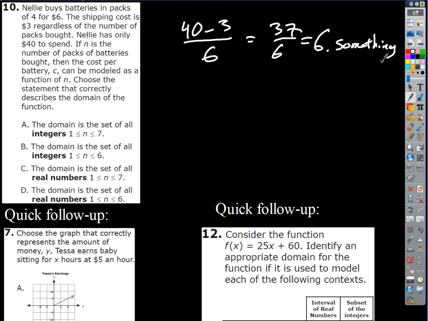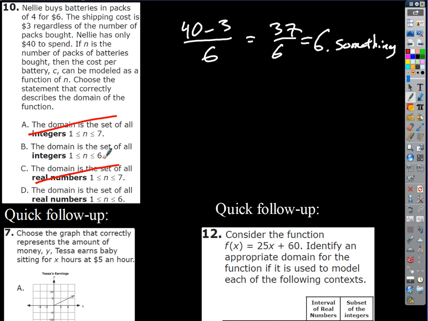But the point is, how many could you buy? Six. You can't buy 6 point something because you buy them in packs, right? So what would your domain be then? 6. Okay, so we can immediately cross out the domain going from 1 to 7, okay? But then the other part of this says, the domain is the set of all integers from 1 to 6, or the set of all real numbers? Integers. Okay, how come? You're right.